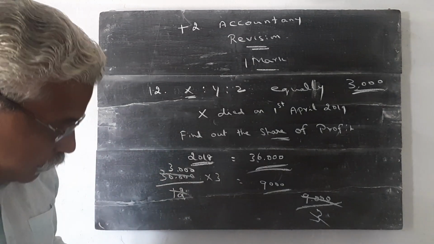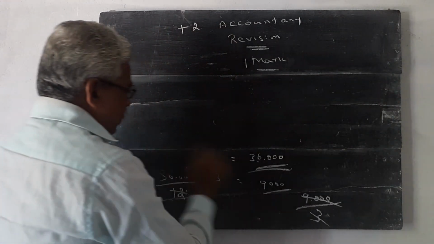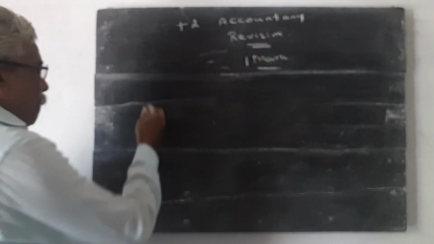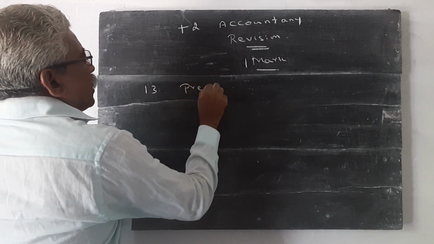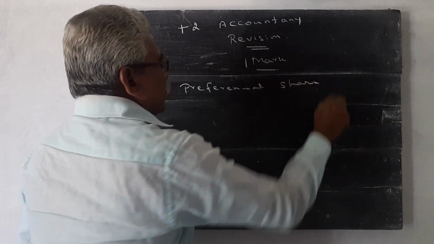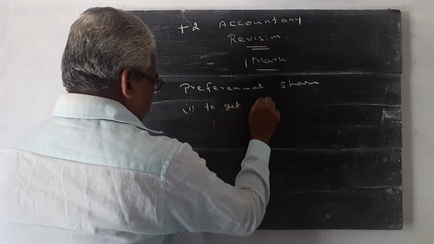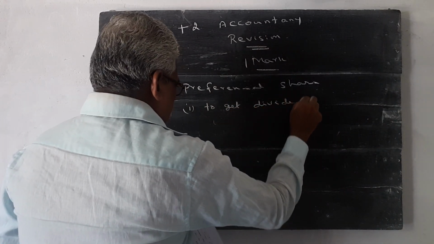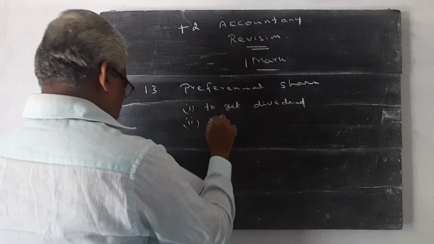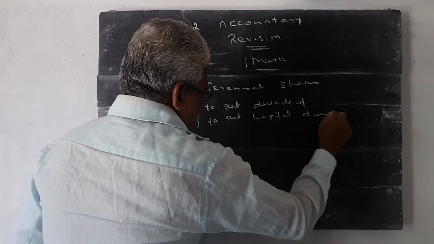Okay, then next question. Question number 12 is completed. Then we study question number 13. Preferential share: shares which carry the preferential right to get dividend, and to get capital during winding up.